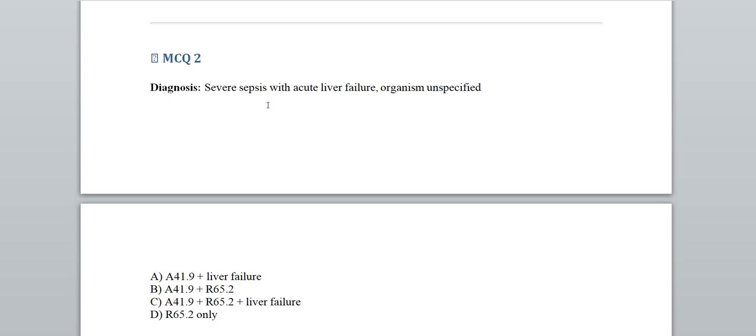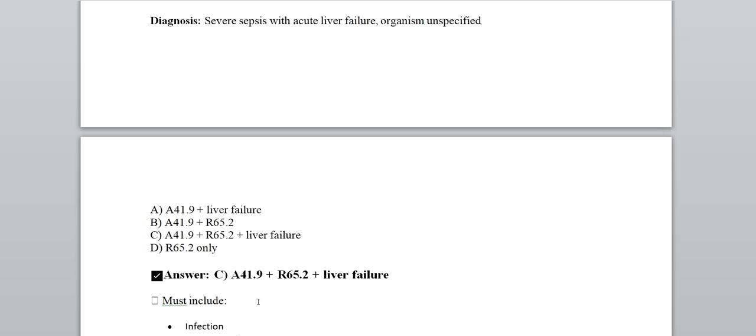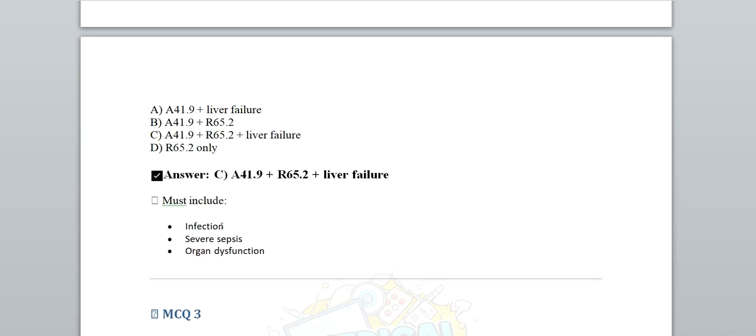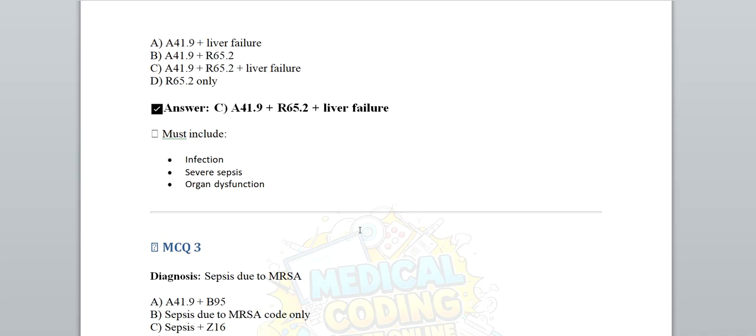So, severe sepsis with acute liver failure, organism unspecified. Since the organism is unspecified, first you must code A41.9. Severe sepsis is mentioned, so R65.2. Next, liver failure. So, this is the answer. Must include infection, severe sepsis, organ dysfunction.